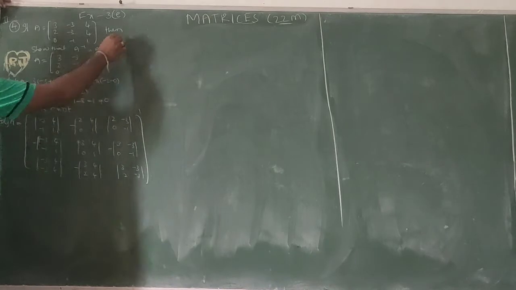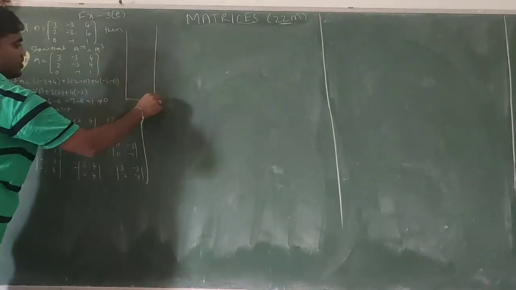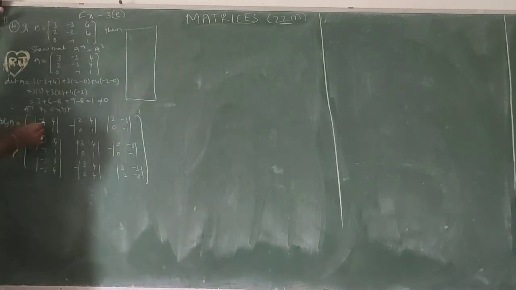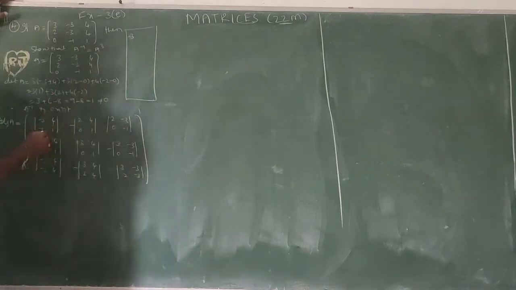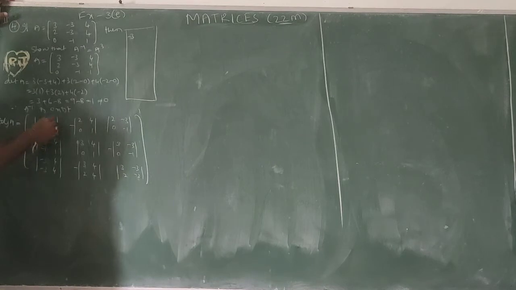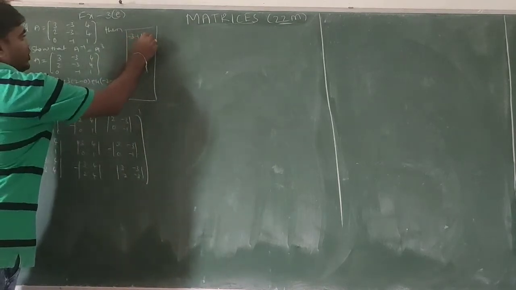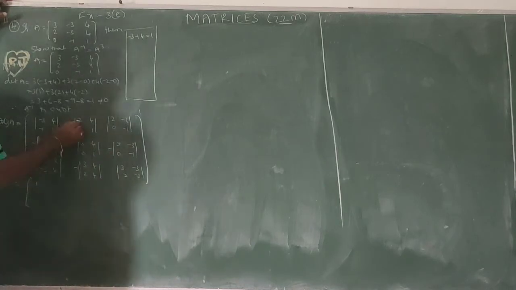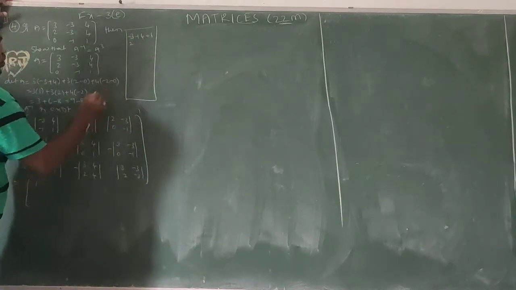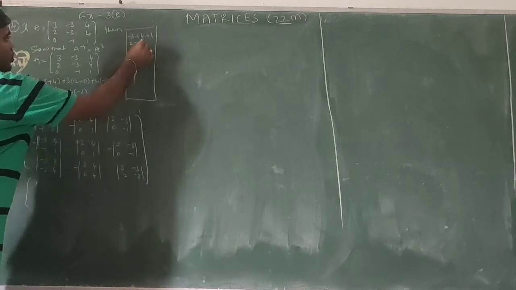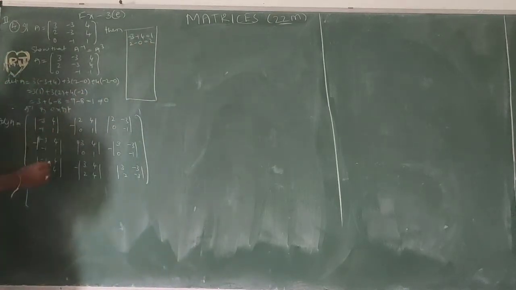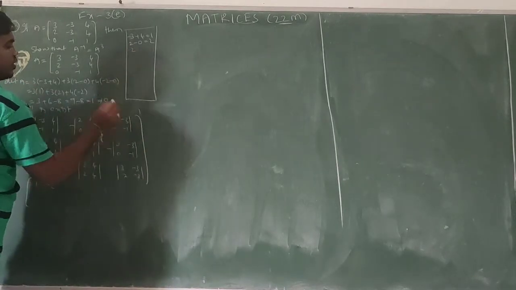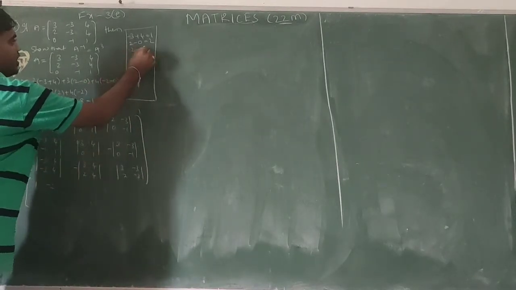So I want to simplify the values. -3 into 1 is -3, -1 into 4 is -4, this side plus 4, -3 plus 4 is 1. Next, 1, 2 into 1 is 2, 0 into 4 is 0, 2 minus 0 is 2. So since it is minus, -2. 2 into -1 is -2, 0 into -3 is 0, -2 minus 0 is -2.